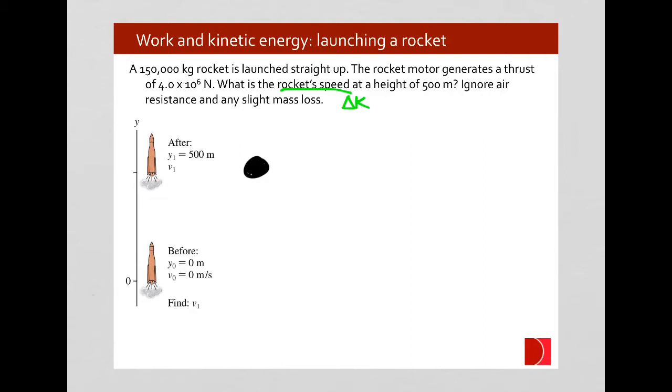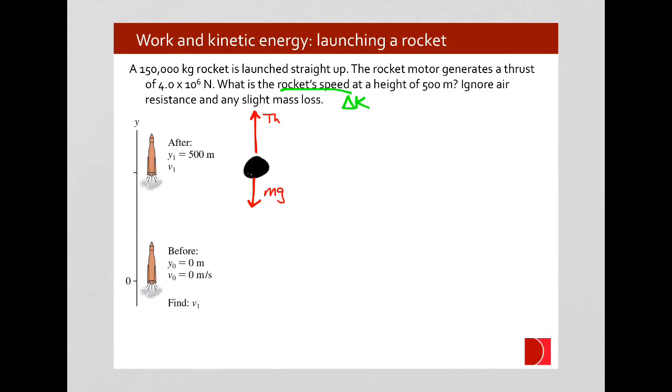When we look at the forces acting on the rocket, we're going to have an upward force of thrust acting on it, pushing the rocket up. We are neglecting mass loss because we assume that there's a whole lot of fuel and it's only burned a slight fraction of that, covering 500 meters. We're ignoring air resistance, but if this rocket is taking off from Earth, it would still have gravity to deal with as well.